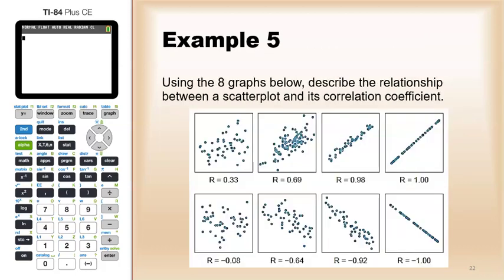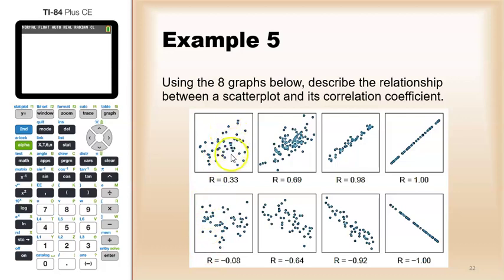So here are 8 graphs. What can we see about the correlation coefficient? Well, you notice the graphs on the left are both around 0, at 0.33 and -0.08. These are the two graphs that are around 0. And you see that there really isn't any real pattern. These both look fairly vague, like a vague swarm of dots.